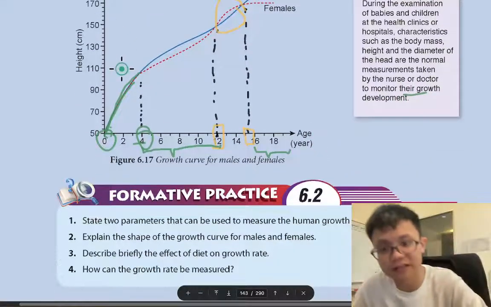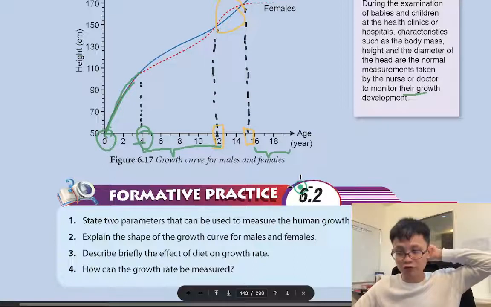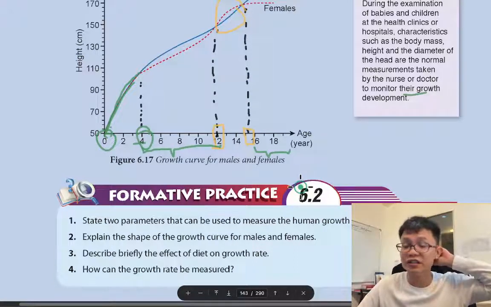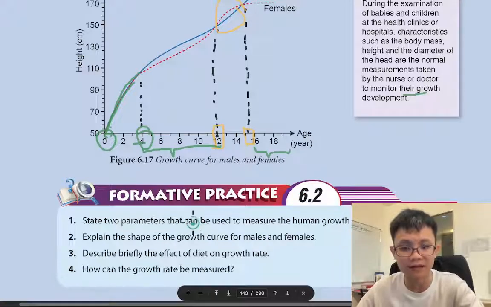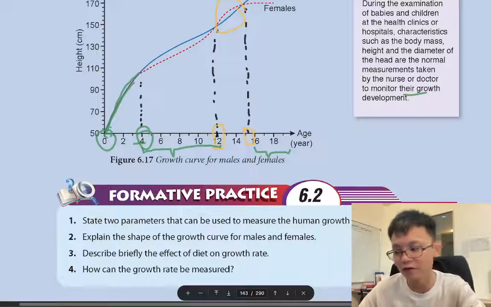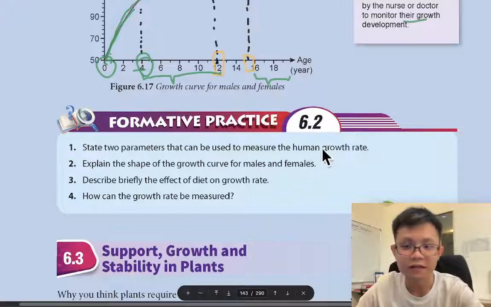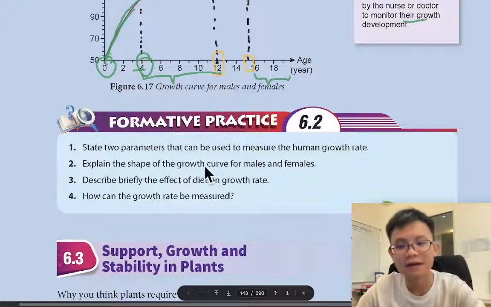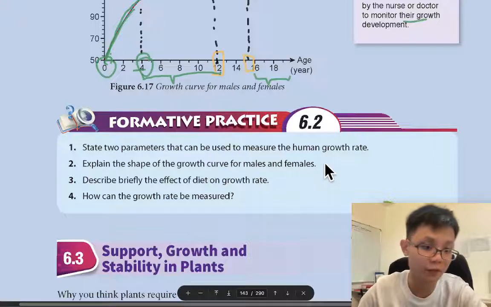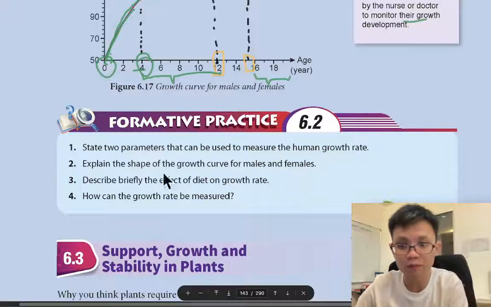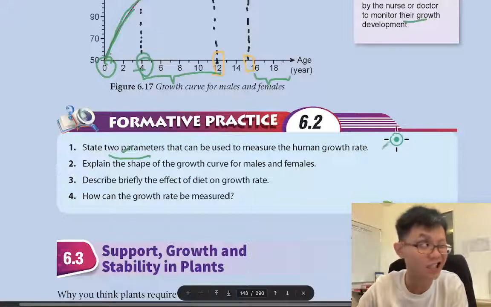Let's look at these questions 1, 2, 3, 4. Then we can finish this. We just do these 4 questions. State 2 parameters that can be used to measure the human growth rate. Okay, so it's a good try. State 2 parameters that can be used, so probably it will be 2 parameters.